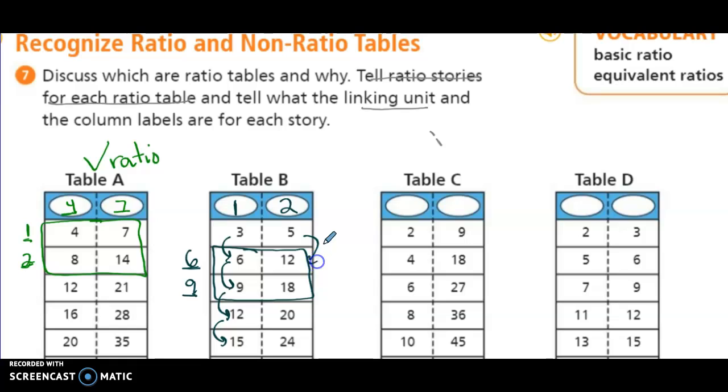And from here to here, it's 7. From here to here, it's 6. From here to here, it's 2. So no, not a ratio table.